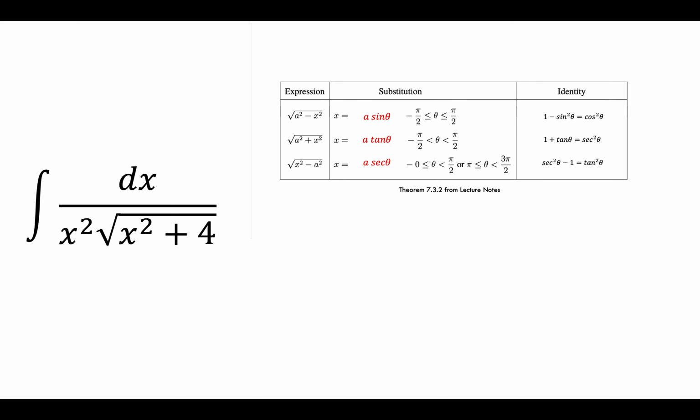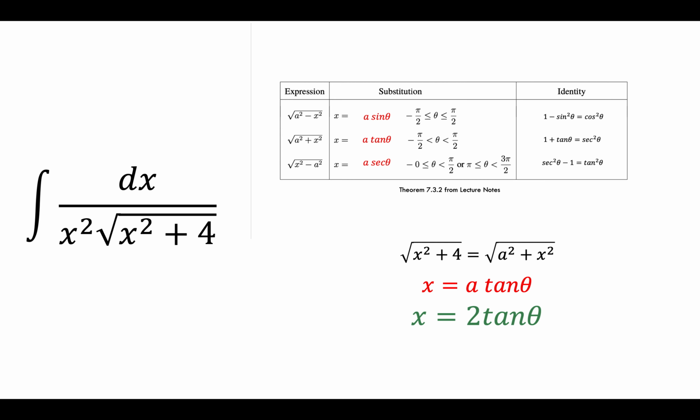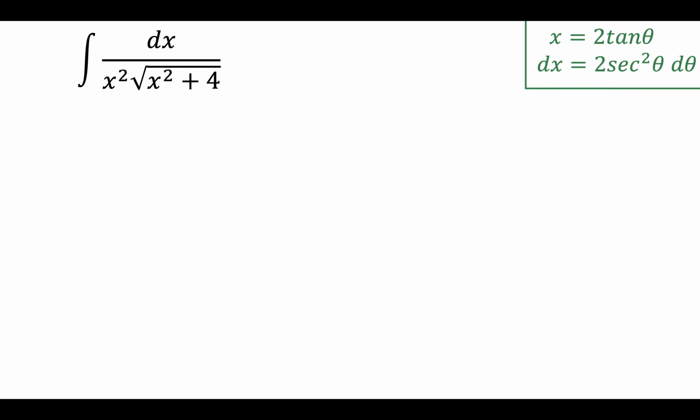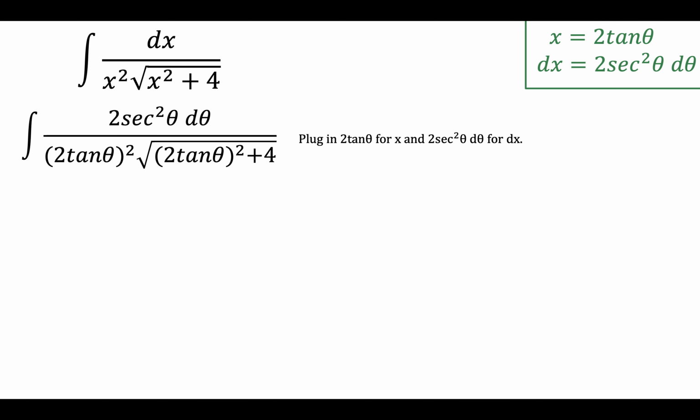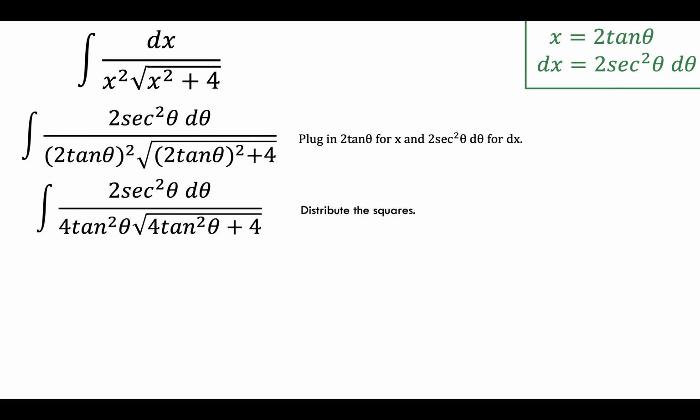Looking at the chart and our equation, we can see that the square root of x squared plus 4 is also equal to the square root of a squared plus x squared. So we'll be using x equals a times tangent theta. In our case, x will equal 2 tangent theta, and dx will equal 2 secant squared theta d theta. With our initial equation, we can plug in the 2 tangent theta for x and the 2 secant squared theta d theta for our dx.